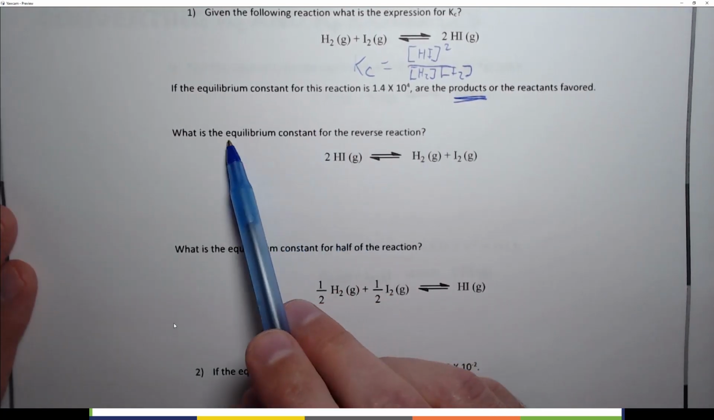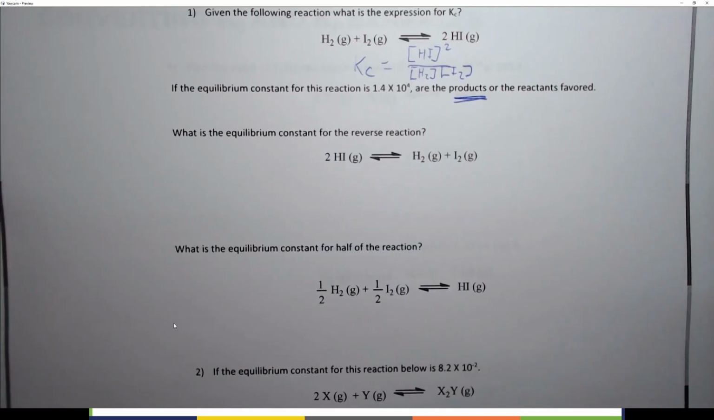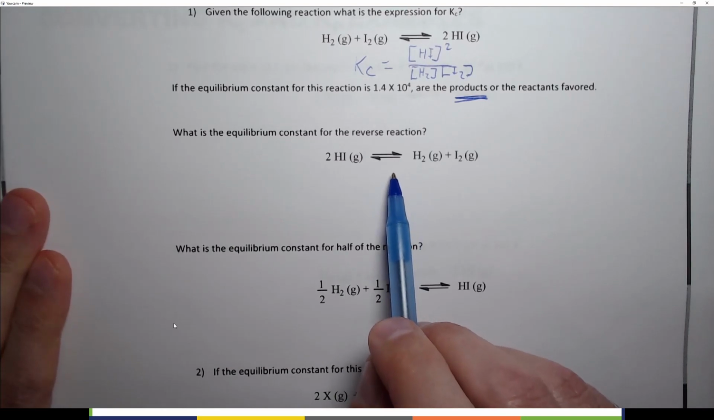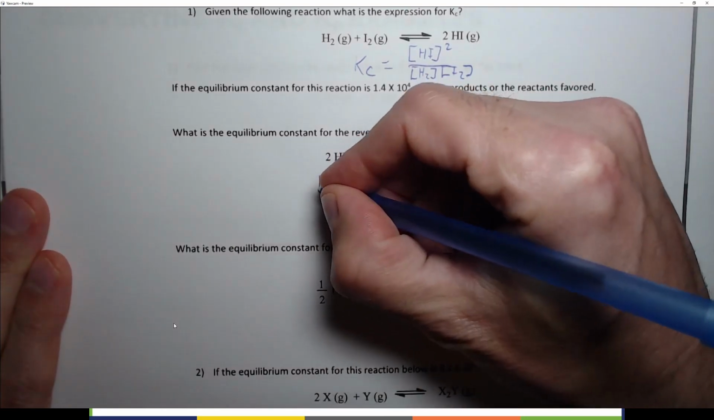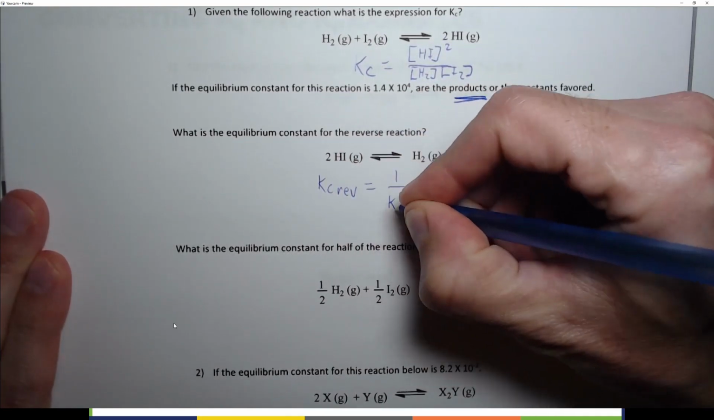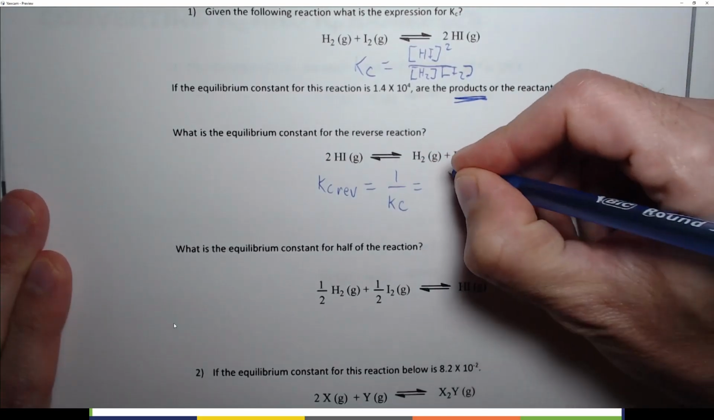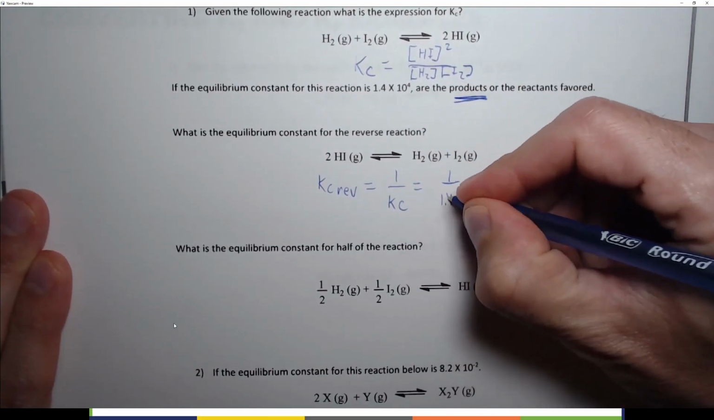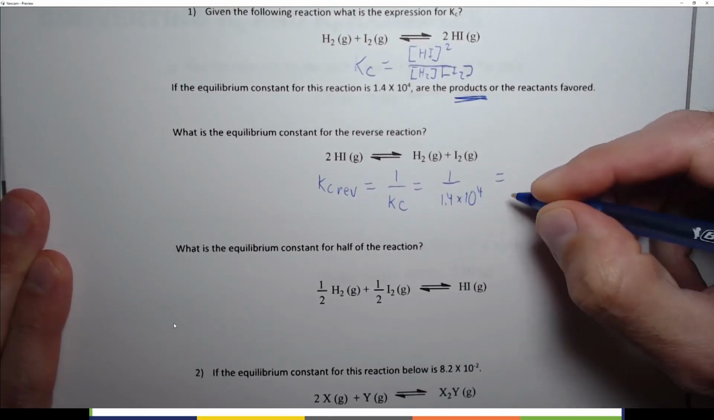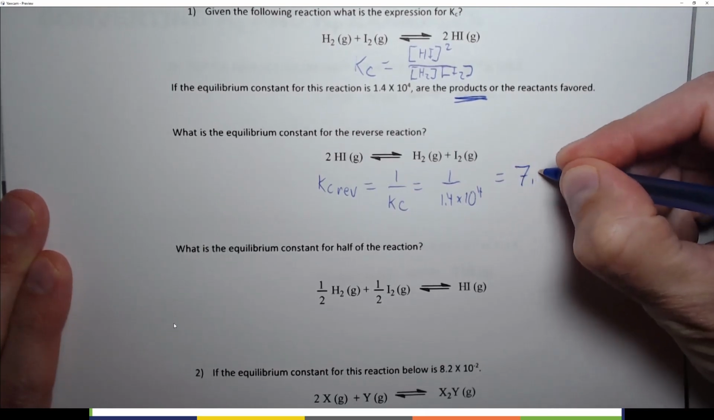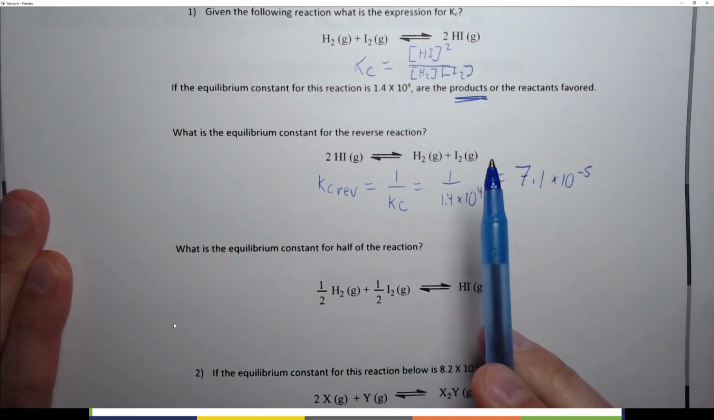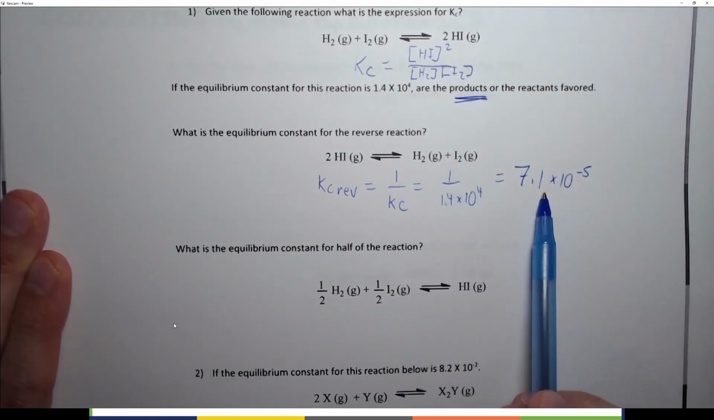The next question says, what is the equilibrium constant for the reverse reaction? Now it doesn't want this expression for it, it wants the actual value of the equilibrium constant. Well, if you remember from the previous slide, the Kc of the reverse reaction equals 1 over the Kc. In this case, it's going to be 1 over 1.4 times 10 to the 4. And when we do that, we get 7.1 times 10 to the minus 5. So here we have found the new value of Kc.